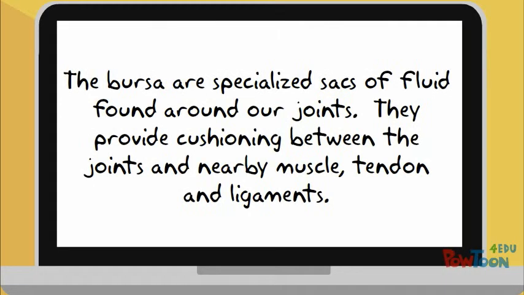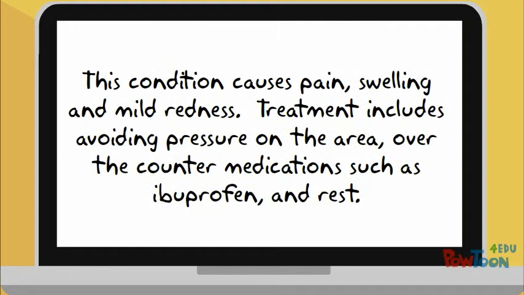The bursa are specialized sacs of fluid found around our joints. They provide cushioning between the joints and nearby muscle, tendon, and ligaments. This condition causes pain, swelling, and mild redness. Treatment includes avoiding pressure on the area, over-the-counter medication such as ibuprofen, and rest.